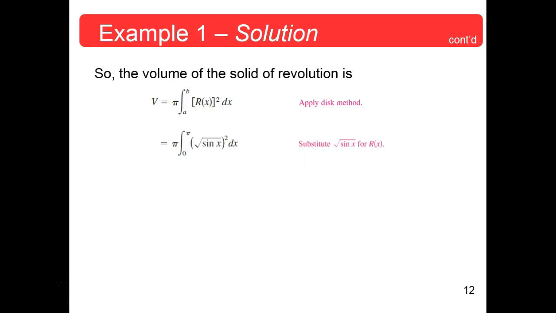So let's plug in what we know. The pi is pi. The a was 0 and the b was pi, so you're going from 0 to pi. R of x is the square root of sine x, but we're squaring that. So that gives us pi times the integral from 0 to pi of sine x dx.